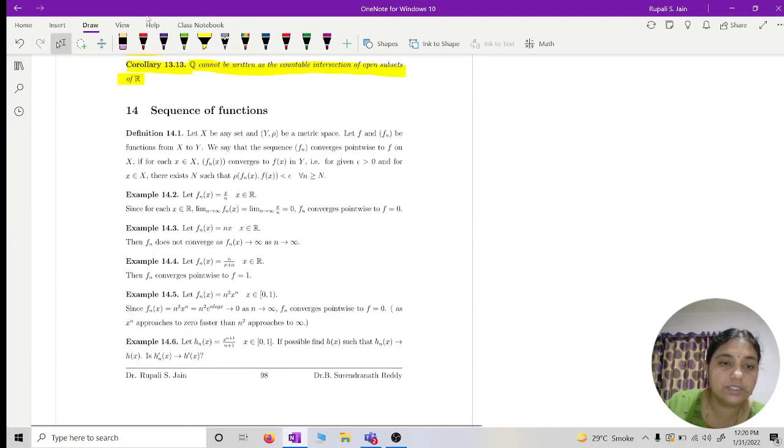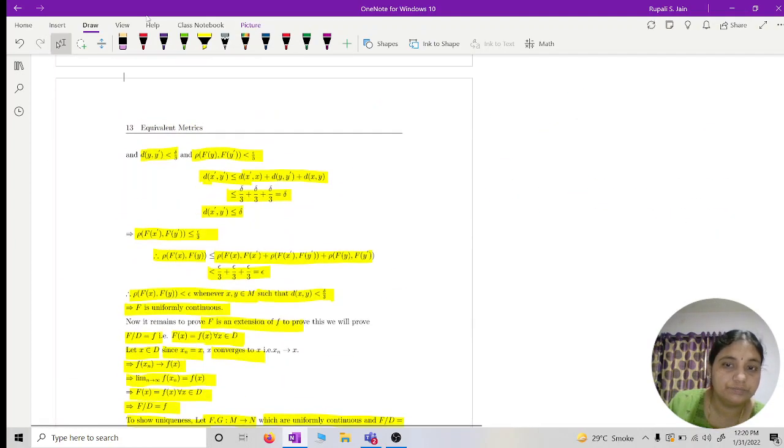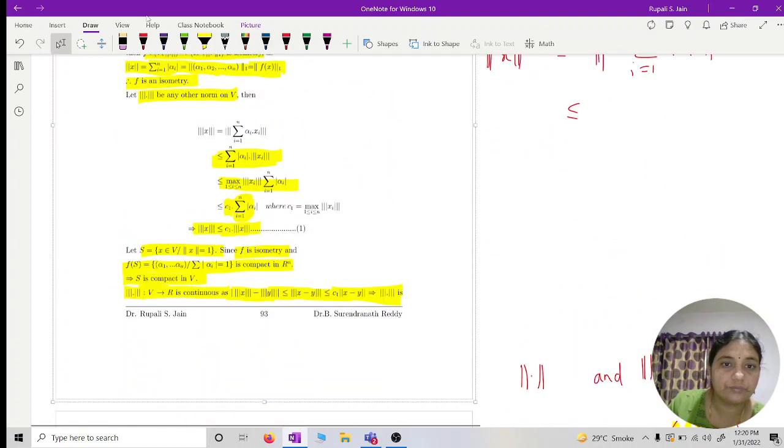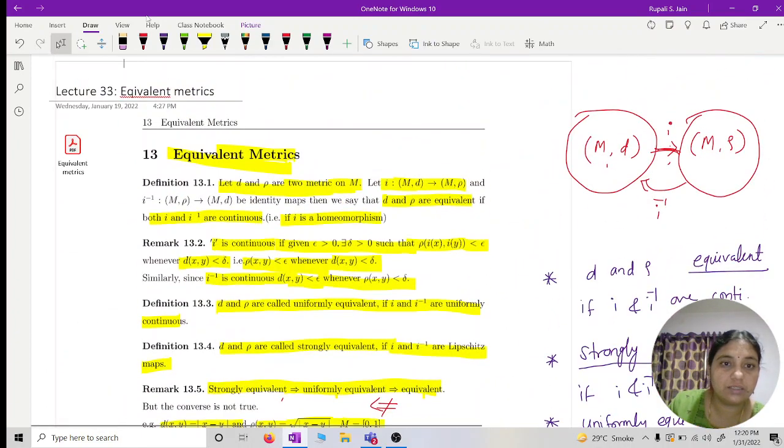Okay, this sequence of functions we have already explained in another video. So this completes the equivalent matrix and the Baire category theorem.